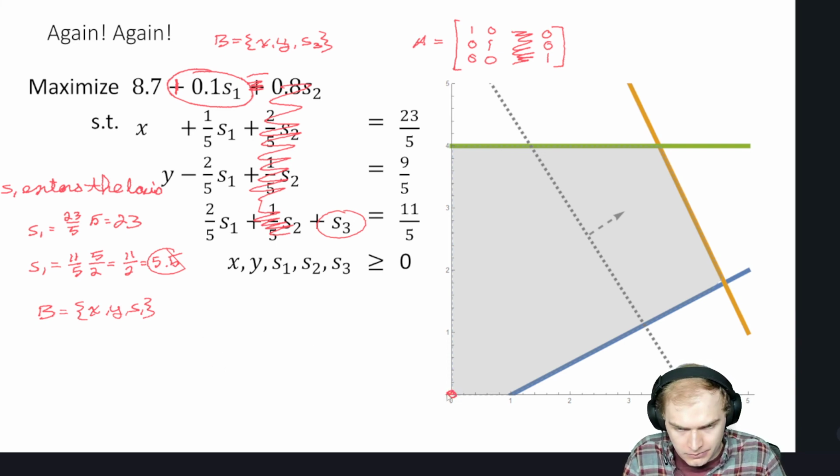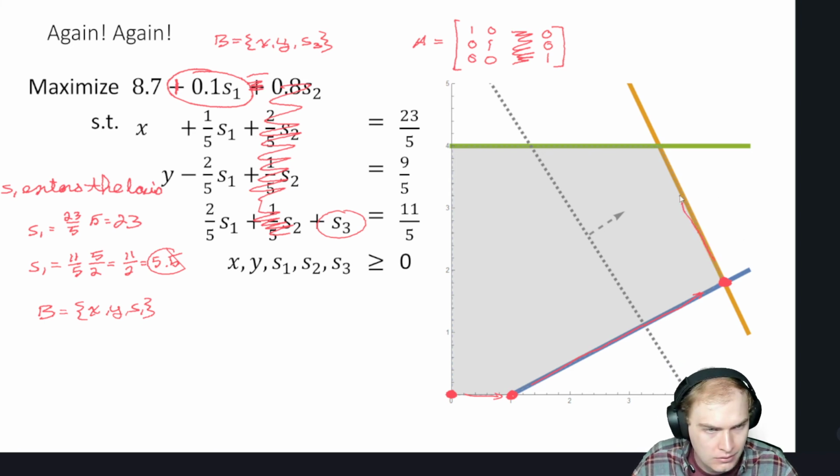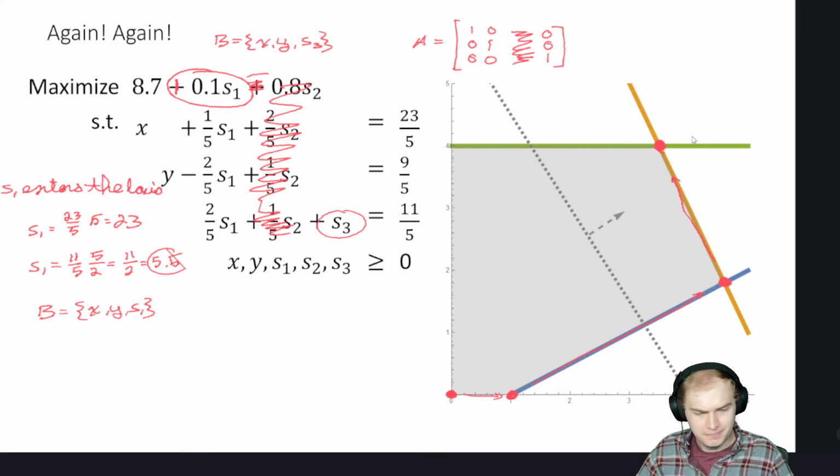Now, we've moved from here to here, up to here, to this extreme point, and now we're increasing S1, which means that we're moving away from the blue constraint, because that's our first constraint, which means that we're following this edge up here, and we're going to get to this extreme point. At least we should, if I did my math right.